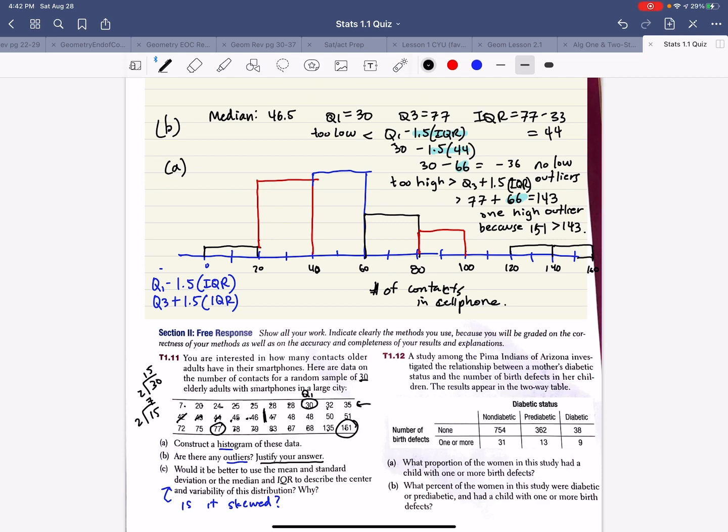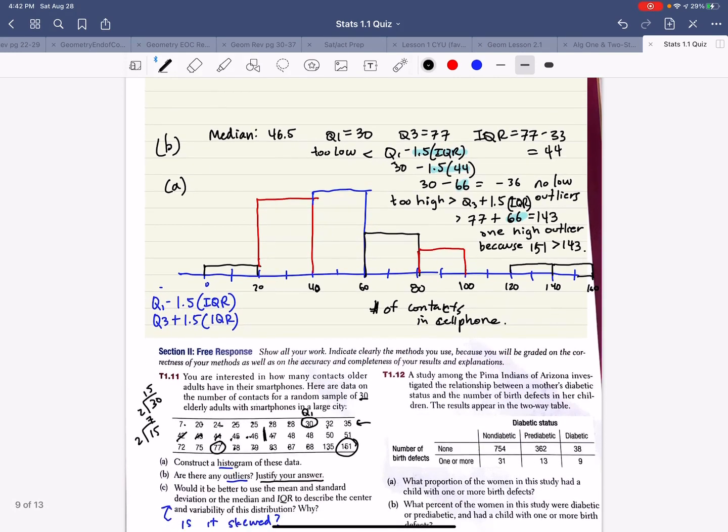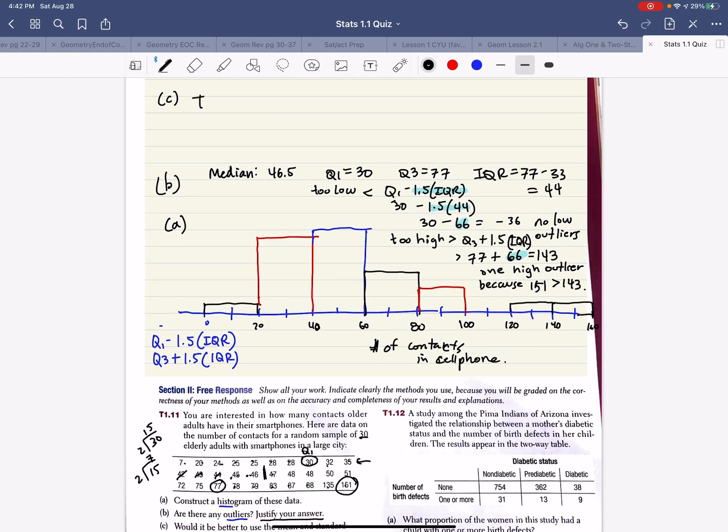All right, last one. Which one would be better? And we're going to say C. And we're going to restate the question, right? The median and IQR would be a better measure of center and variability because, so we give our decision and we give our reason.